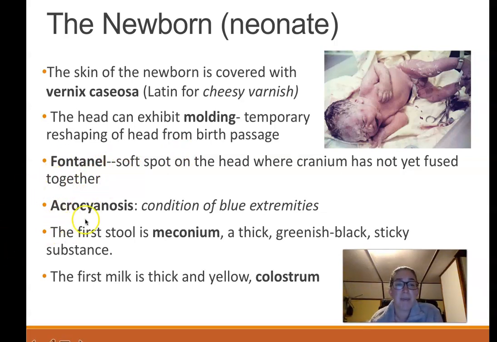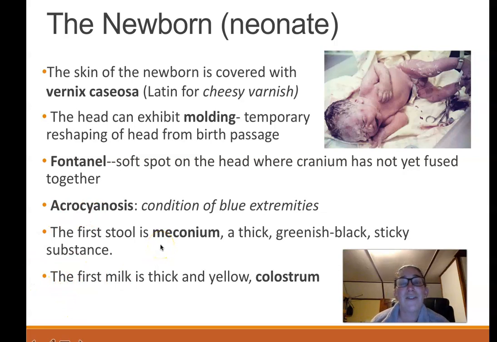It's not uncommon for babies to experience acrocyanosis, which is bluing of the extremities, the hands and feet and nose, at least in the first few minutes of life until their oxygen is really getting well distributed to the extremities.